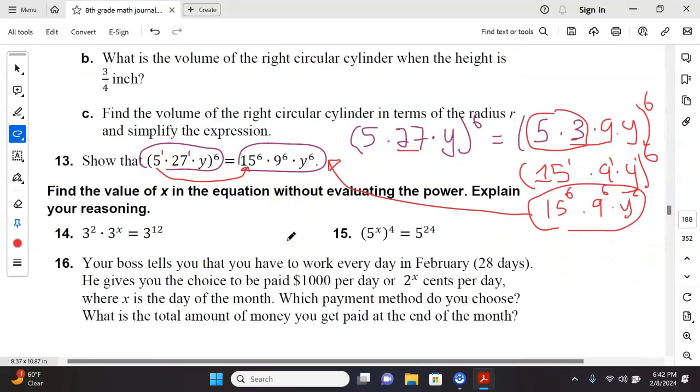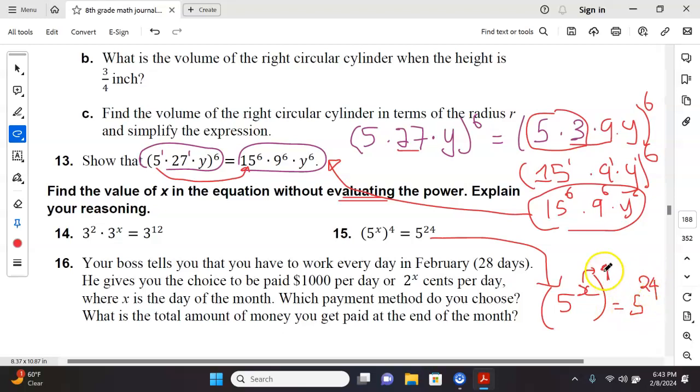Okay. Number 15. Find the value of x in the equation without evaluating the power, and explain your reasoning. Okay, well, 5 to the x power raised to the 4th power. For you to get this problem, whatever x is, if I want to simplify this, I have to take x times 4, right? x times 4. And that right there is the power to a power rule. And over here I have 5 to the 24th power.